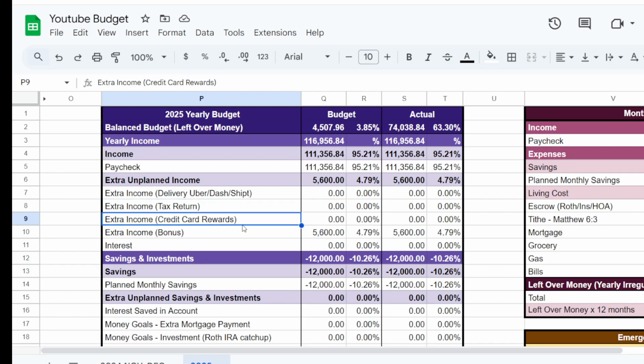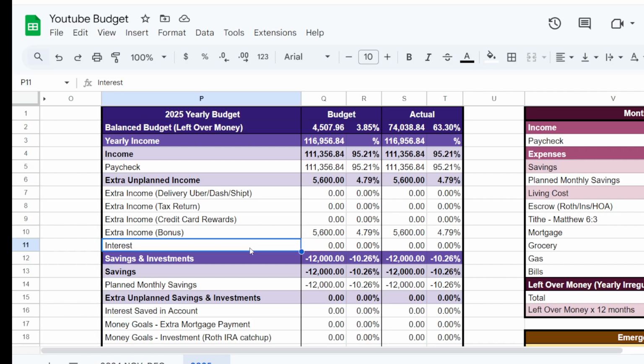And any credit card rewards that I get. I have several credit cards, but the two that I use the most are my Visa and Chase cards. And my extra income of bonuses at work. Sometimes I do get bonuses, and I anticipate getting two this year. They should be around 5,600.